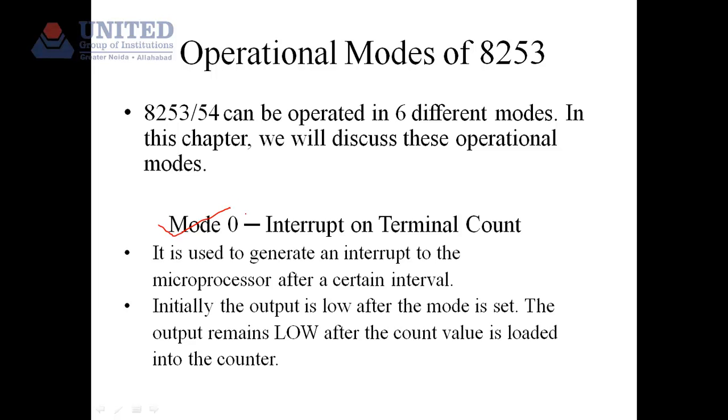Now what is mode 0? It is interrupt on terminal count. What is a terminal count? The last count which is done to terminate the operation is known as terminal count. Mode 0 is used to generate an interrupt to the microprocessor after a certain interval. After some interval it will generate an interrupt. Initially the output is low, and after the mode is set, the output remains low after the count value is loaded in the counter. So we all know, till the time it is not loaded into the counter, it remains low.